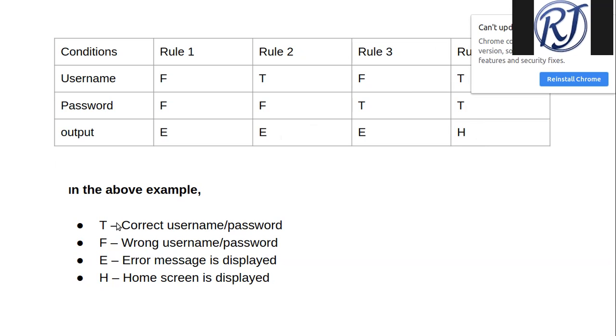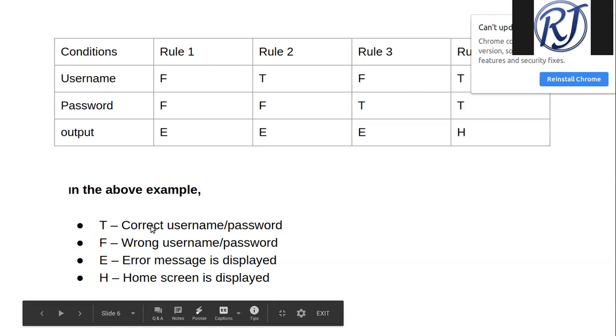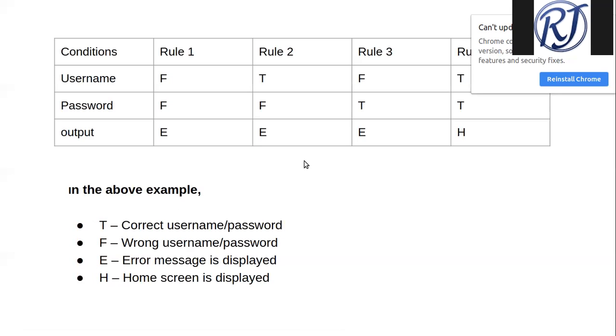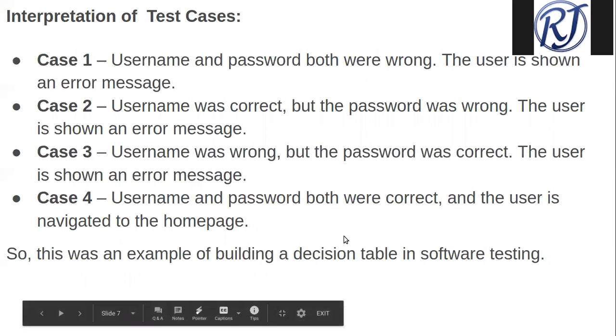T here represents correct username or password. F means wrong username or password. E means an error message is displayed, and H means the home screen is displayed. So this is how you can represent any testing form or sheet in tabular form. This is basically known as a decision table.